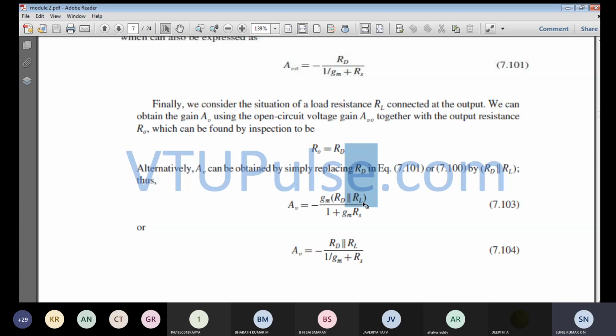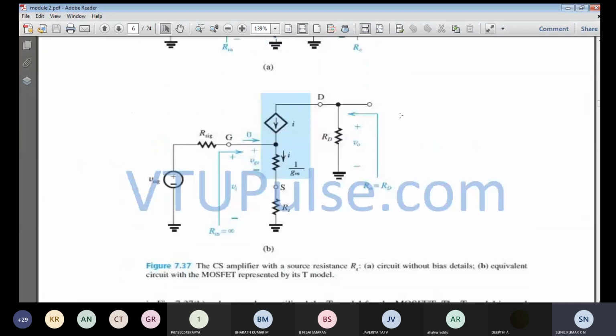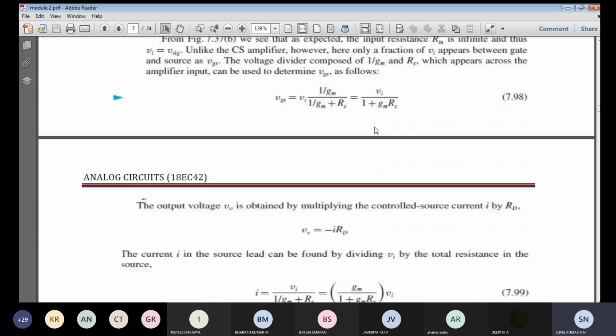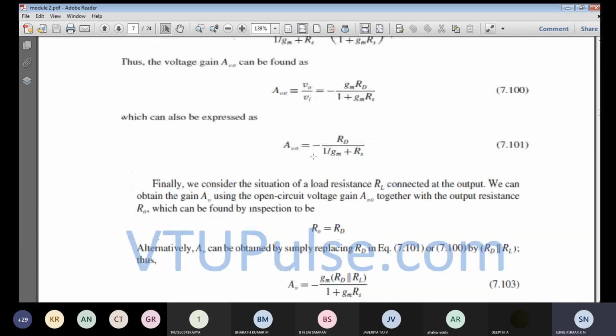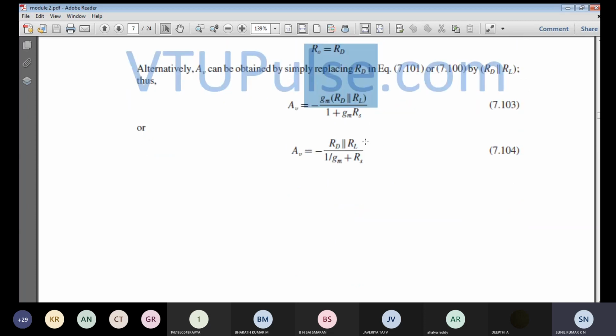So RD in parallel with the load resistance. If a load resistance is connected over here, the final output voltage will appear across this load resistance RL. So this V naught will be equal to AV naught, the open circuit voltage gain, into VI into RL divided by RD plus RL. That will be the voltage gain AV. So AV will be equal to minus Gm times RD parallel RL, since the parallel combination of RD and RL will exist. This is the expression for the overall voltage gain.